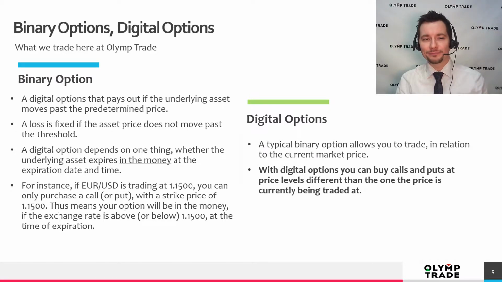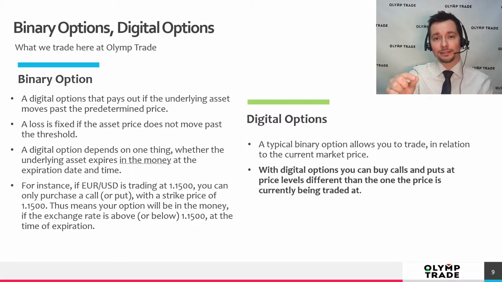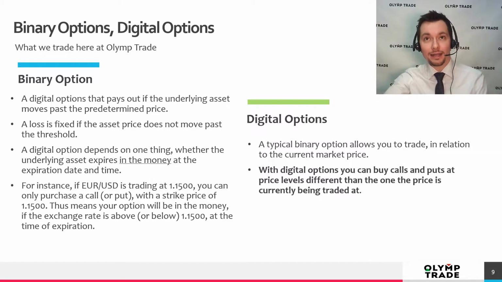So a digital option is something that pays out if the underlying asset moves past a predetermined price. So we buy, say, a euro dollar option, and if the price goes higher than where we bought at, then we make a certain percentage of that trade. If it doesn't go past that and it stays below the level that we thought it would go higher, then the amount that we put on the trade, we lose that amount. So it's always fixed at the beginning of the trade. A loss is fixed if the asset price does not move past the threshold, either up or down, depending on which way we open the option.